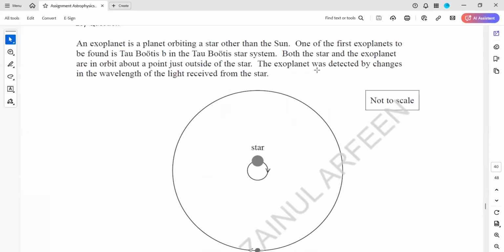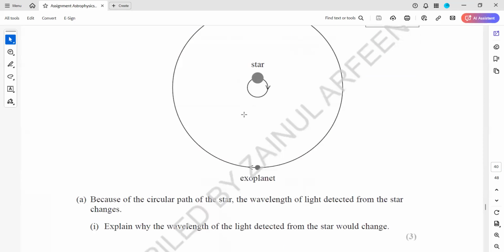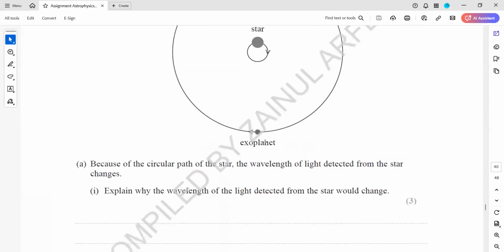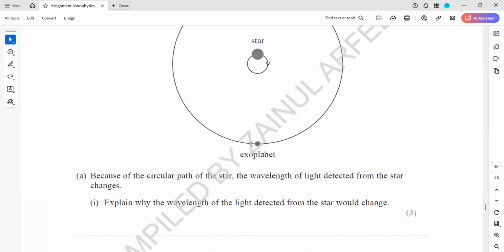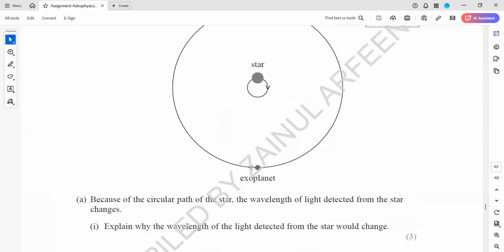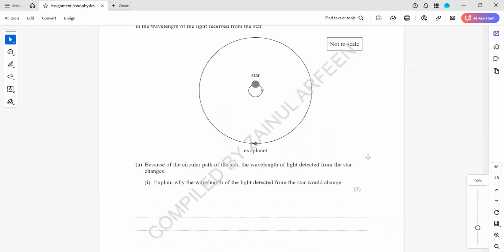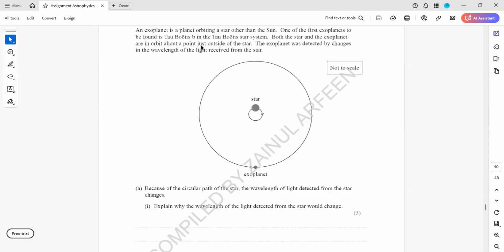Both the star and the exoplanet are in orbit about a point just outside the star. The exoplanet was detected by a change in the wavelength of light received from the star. Because of the circular path of the star, the wavelength of light detected from the star changes. Explain why the wavelength of light detected from a star would change.